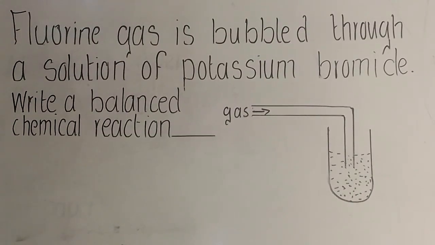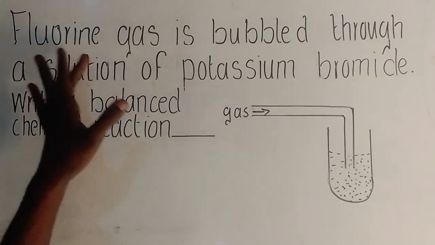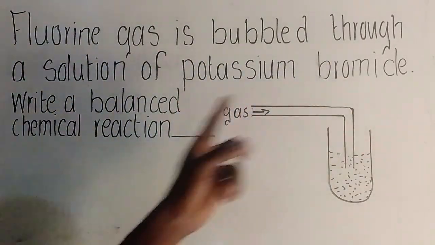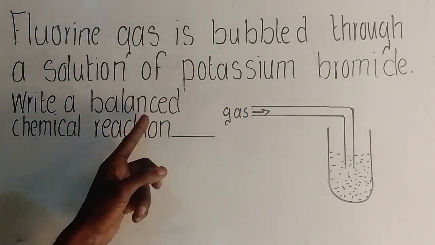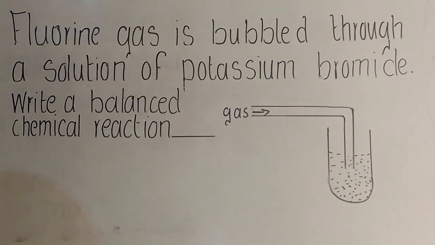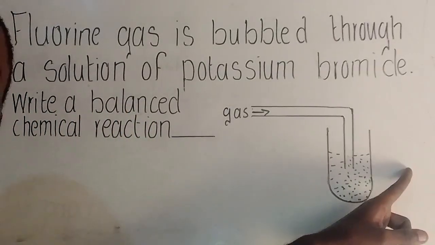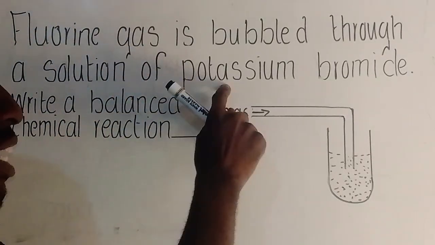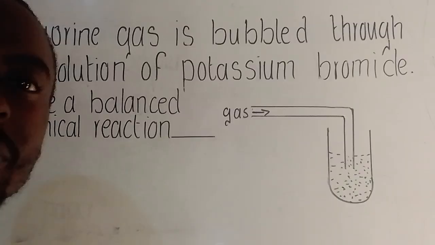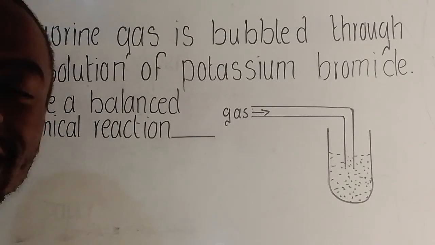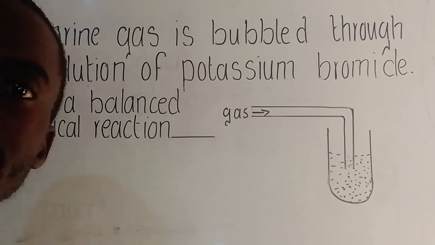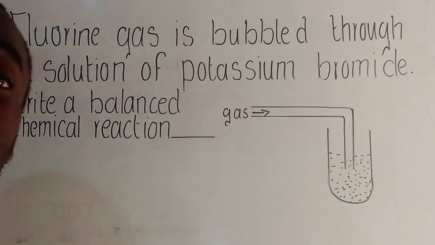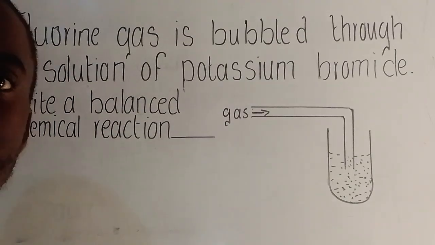So we have a chemistry question that says fluorine gas is bubbled through a solution of potassium bromide. So write a balanced chemical equation. Okay, you need to understand this is a test tube, and inside this test tube there is a solution of potassium bromide. Potassium bromide is just a colorless white substance or crystal, in simple terms. So when they say fluorine gas, it is just a yellowish gas which has a chemical symbol of F.